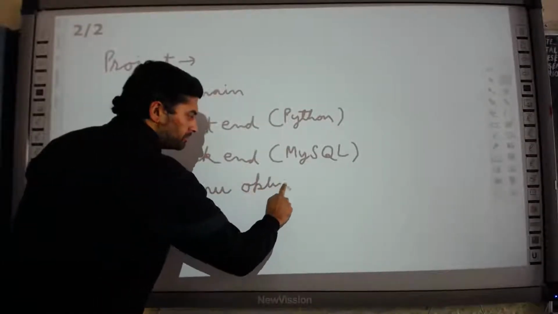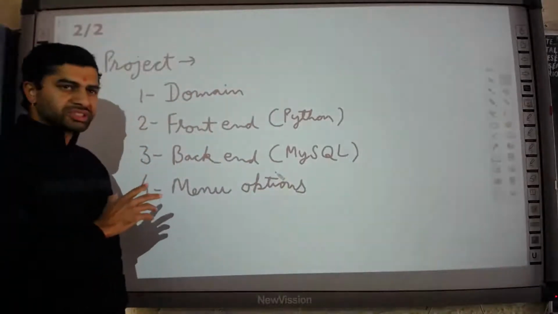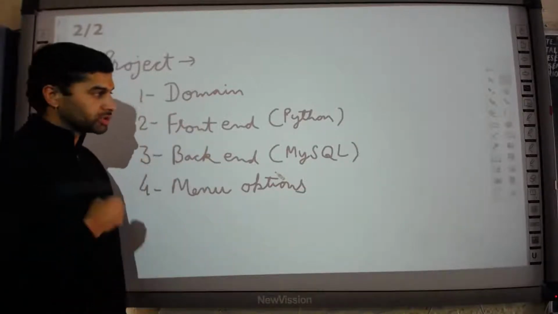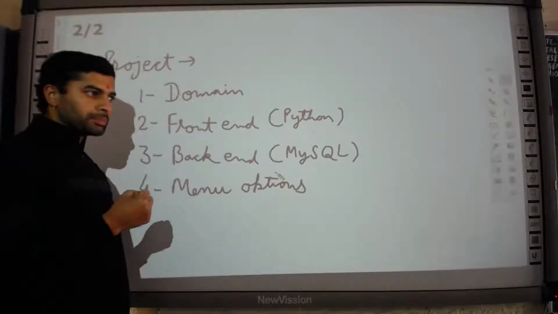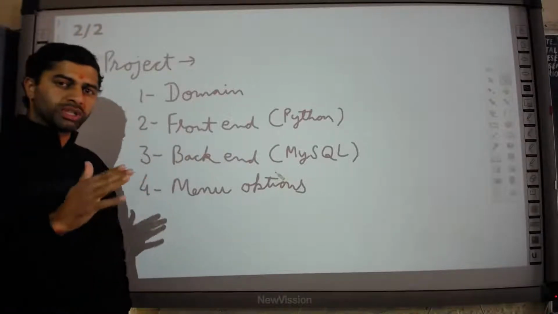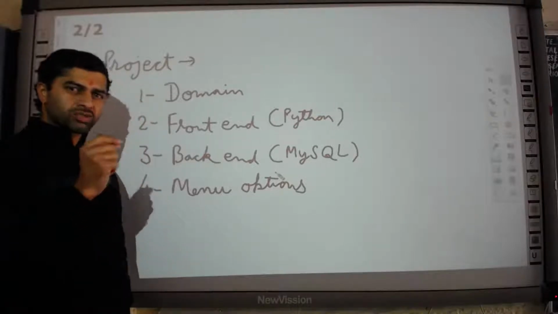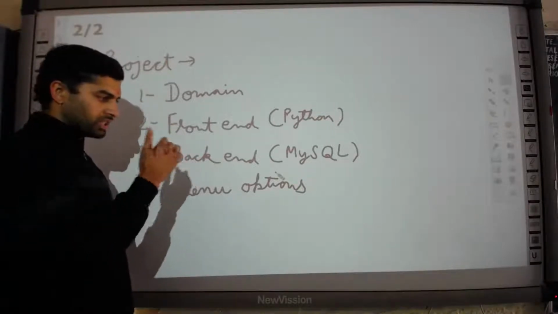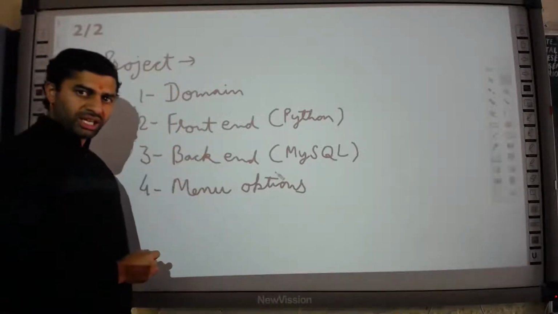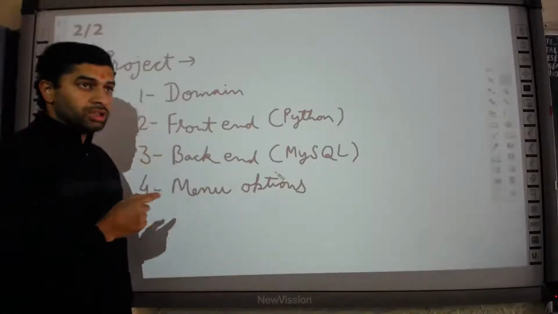Next step, menu options. In this step, you have to decide what menus and sub-menus you will be providing to the user in your project. Because we are using Python, and in Python we are not going for a graphical user interface, we are going for a command user interface. So we will be providing textual menus. As you see in DOS, there are options number 1, 2, 3, 4, 5, and there can be sub-menus in those menus.